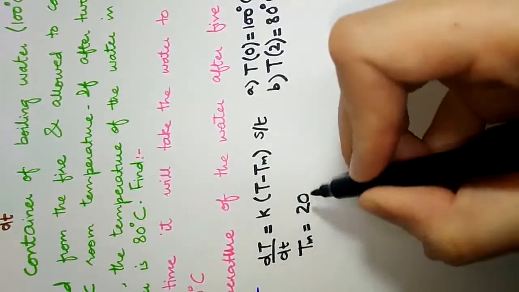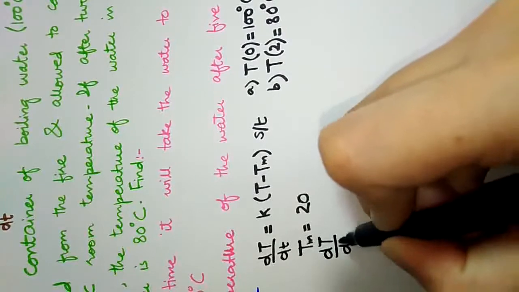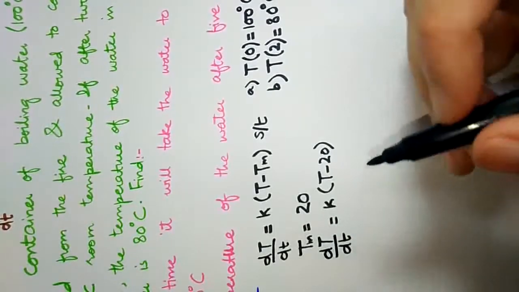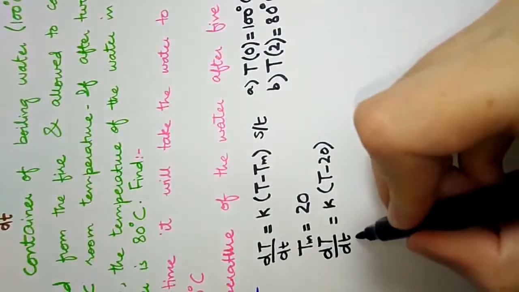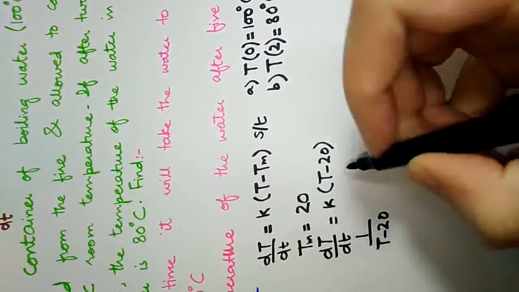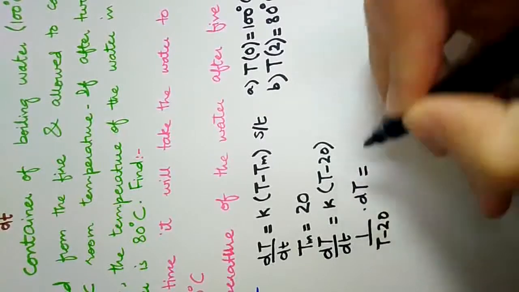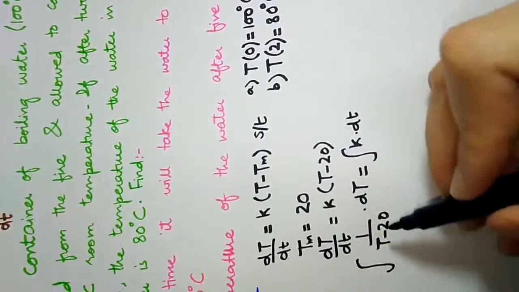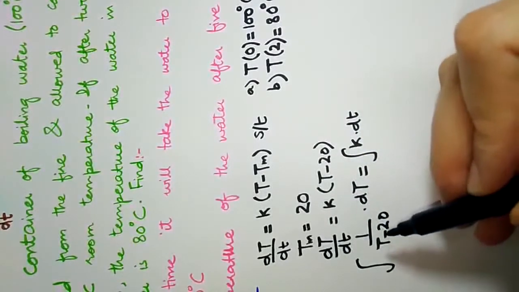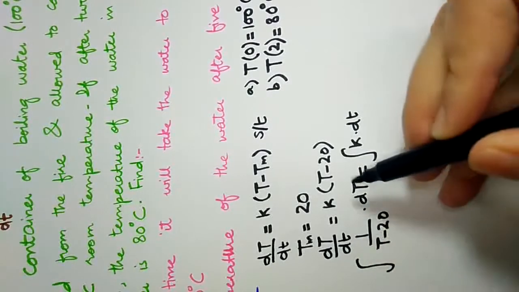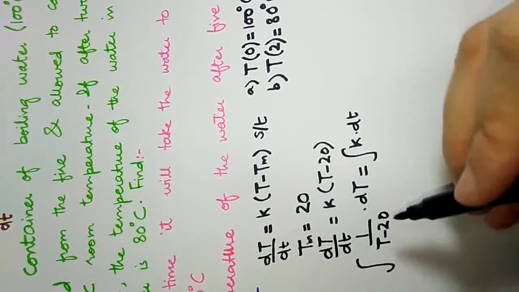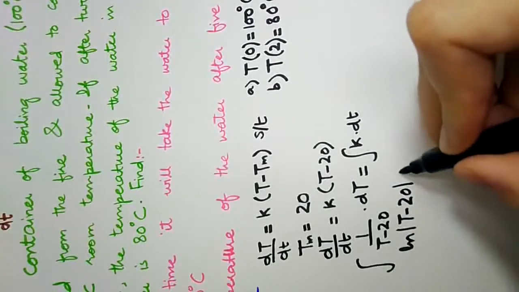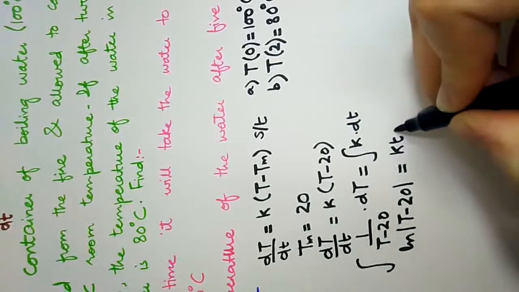Okay, I am replacing Tm with 20, so dT by dt equals k (T minus 20), and to solve this it is separable, so I am using 1 over (T minus 20) dT equals k dt, and applying integration on both sides. Its integral is 1 by some function into derivative of that function. So the derivative of (T minus 20) is 1. So that means it is natural log of (T minus 20) equals k t plus c.